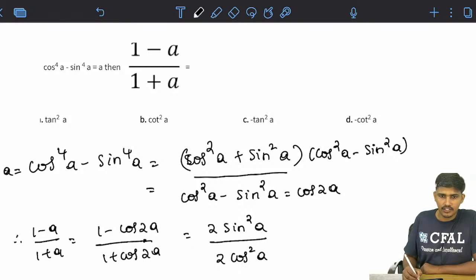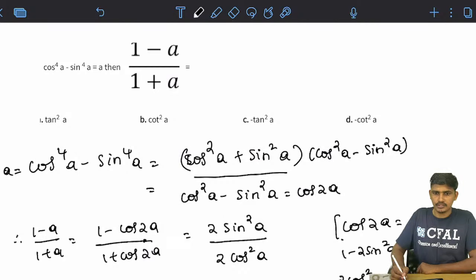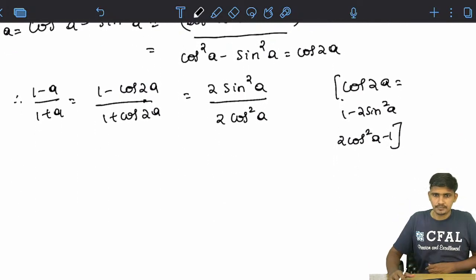I hope you know this formula. 1 minus cos 2a is nothing but 2 sine square a, and 1 plus cos 2a is 2 cos square a. How did you get that? We got that using cos 2a, for which we have three formulas. One is cos square a minus sine square a, another is 1 minus 2 sine square a, and the other is 2 cos square a minus 1. We have three formulas, right?